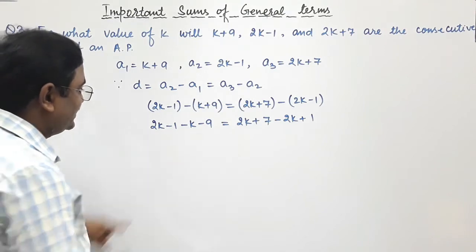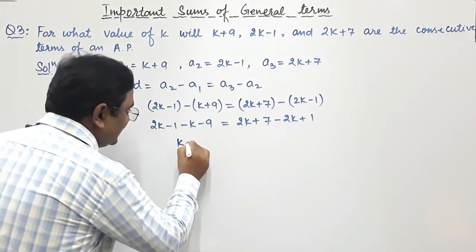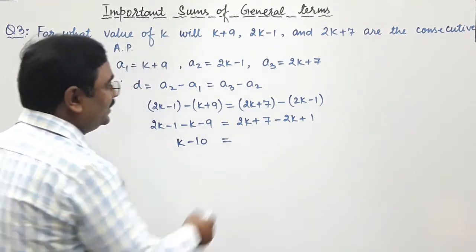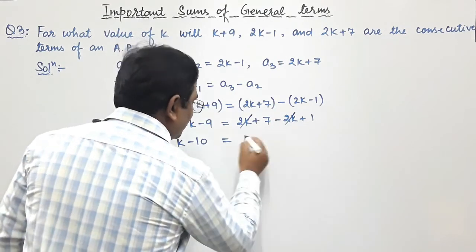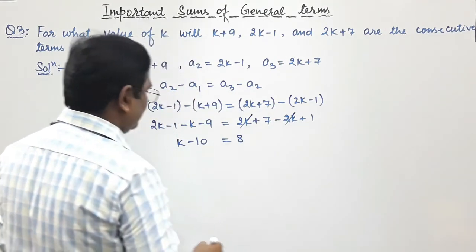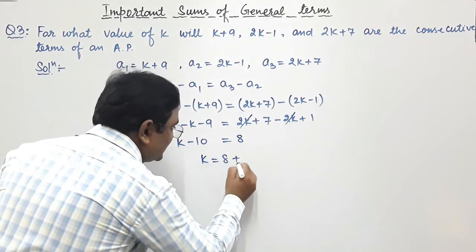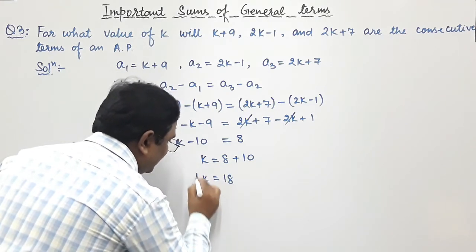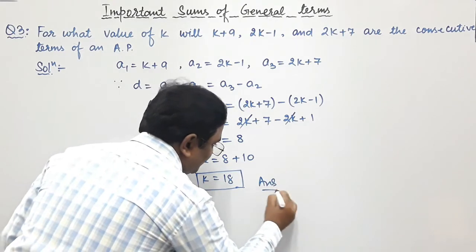2k minus k is equal to k, minus 1 minus 9, that is equal to minus 10. Okay. Now here 2k is cancelled by 2k, and 7 plus 1 is 8. Therefore k is equal to 8 plus 10. So k is equal to 18, which is our required answer.